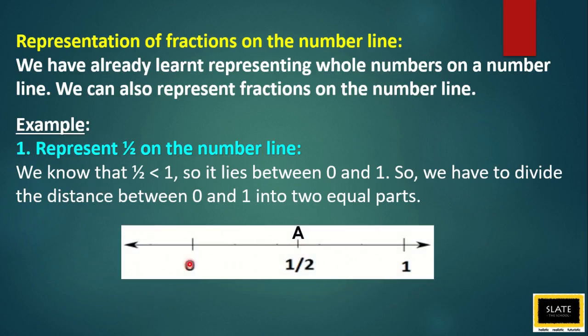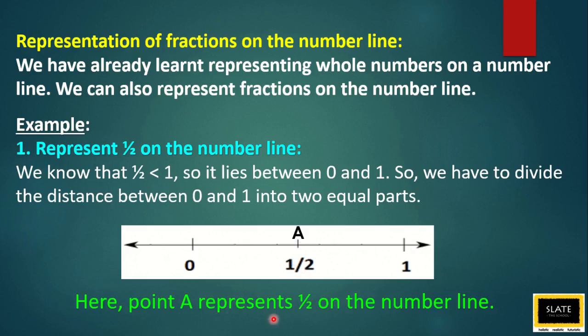Now see here, 0 and 1. It is divided. This is one part. This is the other part. So it is divided into two parts. So this point, what does this represent? Half. So this point is dividing 0 and 1 into two equal parts, so it is half of 0 and 1. So 1 by 2 means what? Half. Okay. So here point A represents 1 by 2 on the number line. Understood? We have divided the distance between 0 and 1 into two parts, and this point A represents 1 by 2. Understood?